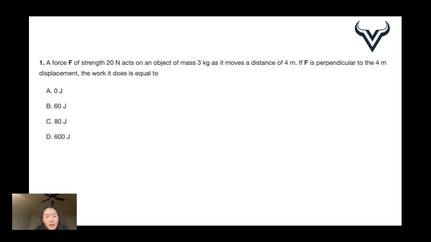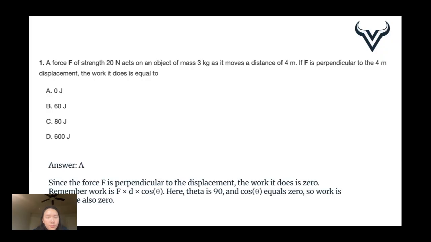I want you to take some time to read the problem and feel free to pause before I tell you the answer and try yourself. So the answer is A. Since the force F is perpendicular to the displacement, the work done is 0. Remember, work equals force times displacement times cosine theta. Here, theta is 90 degrees, so cosine theta equals 0. So work done is therefore also 0.